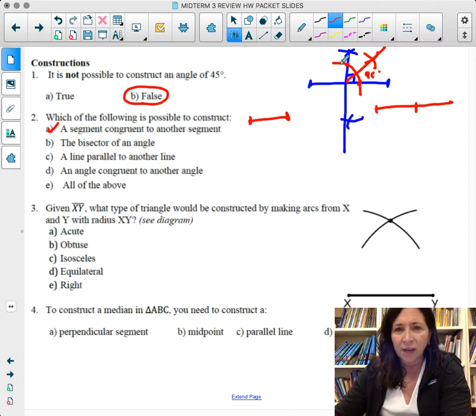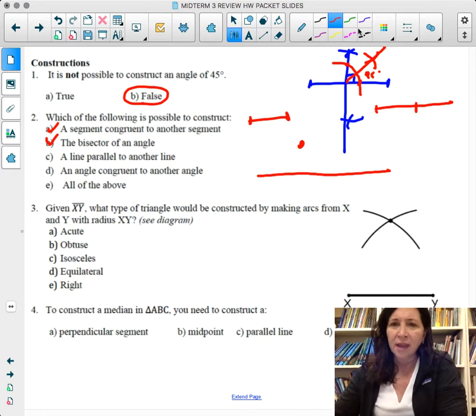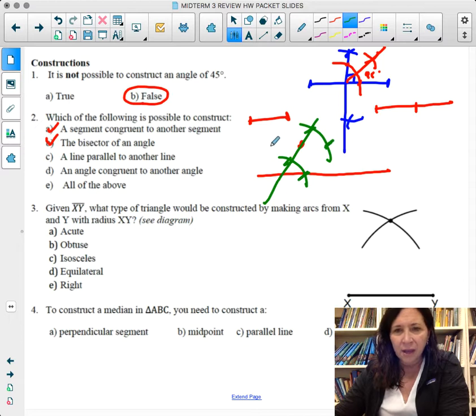The bisector of an angle, we did that already. A line parallel to another line: of course, the first thing you would do is draw a line, and have a point not on that line. Then you would draw a transversal, arc here, measure the arc, and then here, there's your parallel line. So yes, you can construct a line parallel to another line.